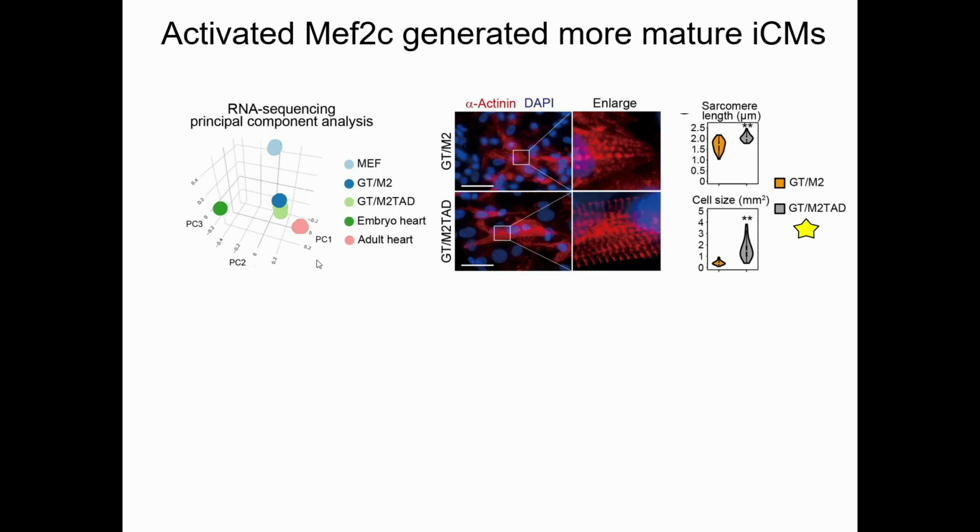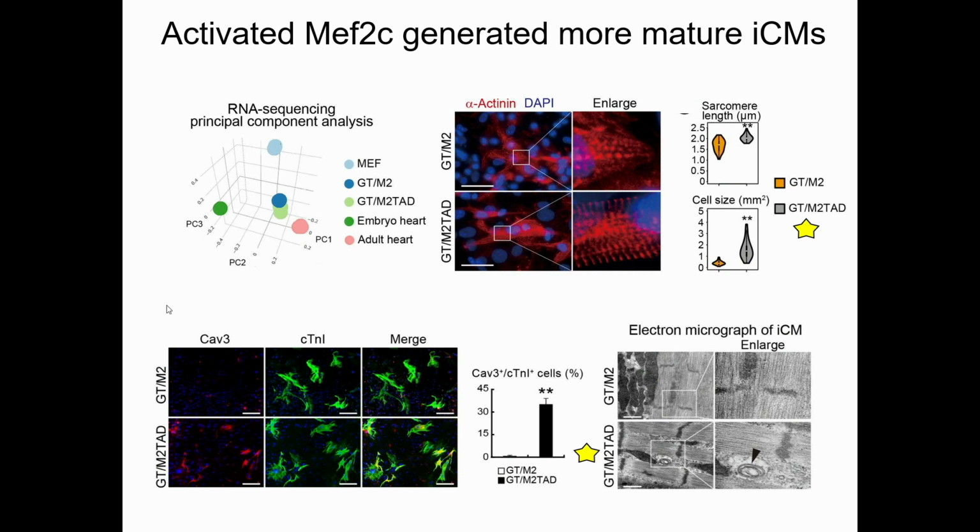Next, we analyzed RNA sequencing, and we found that the iCMs generated by activated MEF2C are more similar to adult cardiomyocytes compared with native MEF2C with GATA4 and TBX5. And sarcomere length and also cell size were also increased with MEF2C plus activated domain, as shown here.